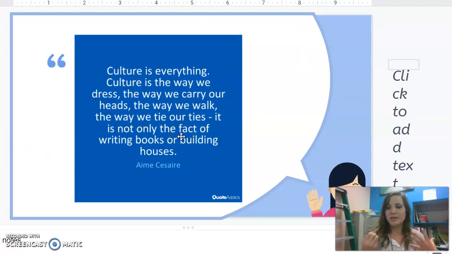This is just a quote to think about. Culture is everything. Culture is the way we dress, the way we carry our heads, the way we walk, the way we tie our ties. It is not only the fact of writing books or of building houses. All right, so our culture is really everything about where we live. Our geography affects it, as we saw. We have some other examples of a culture trait.